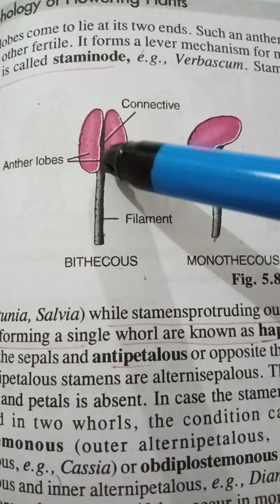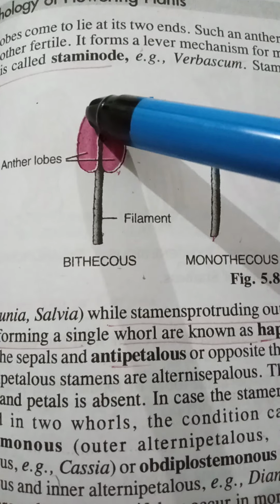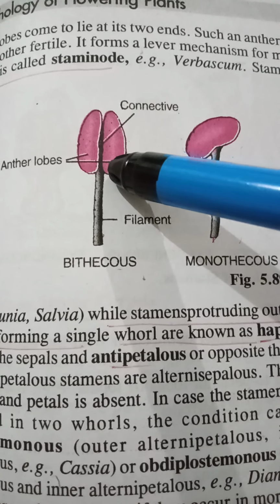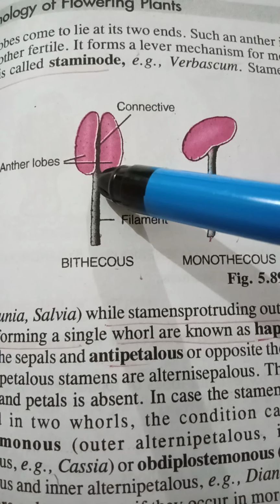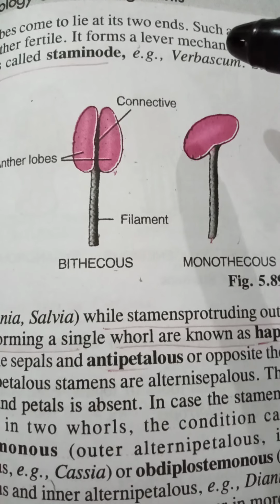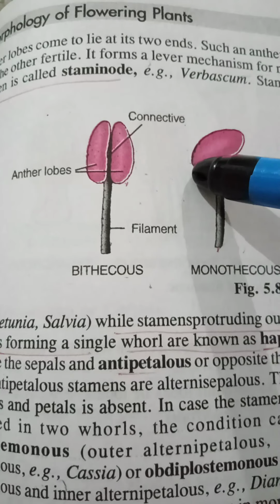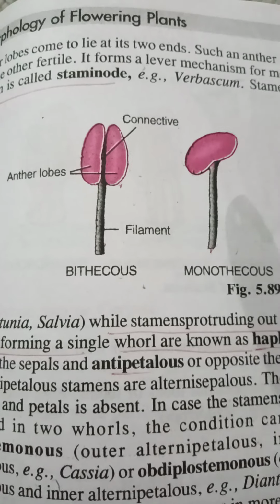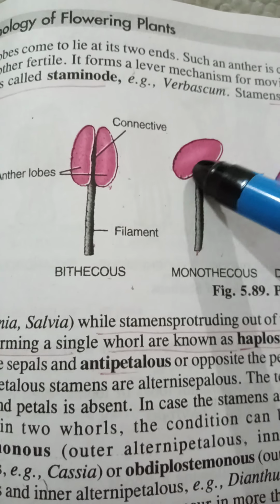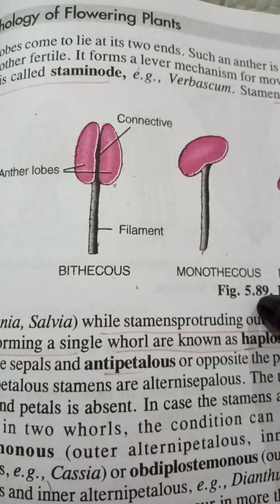The filament means the structure or the stalk which holds the anther upright. Anthers are normally bilobed. In between the lobes a sterile tissue is present which is known as the connective. Due to the presence of two lobes, the anther is normally known as bithecous anther. But sometimes a single lobe may also be present. Then we call it a monothecous anther.